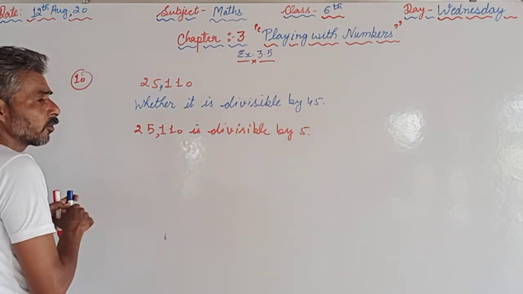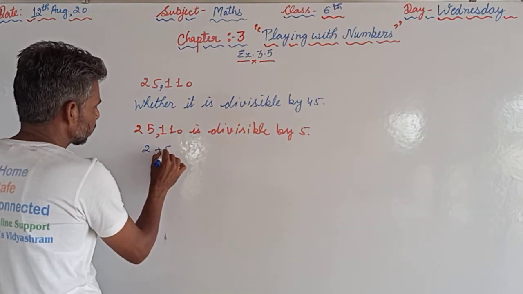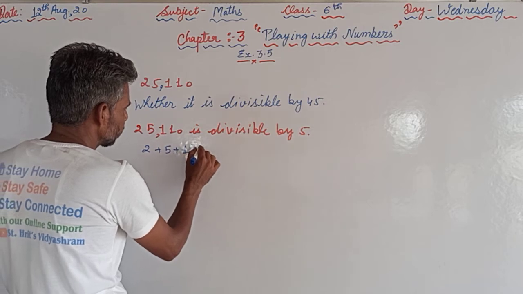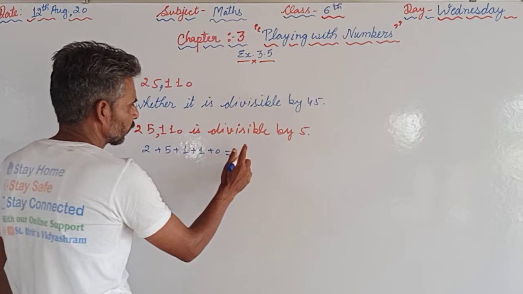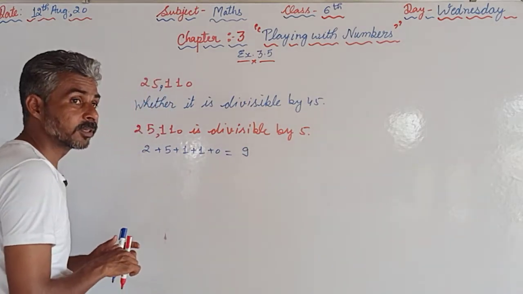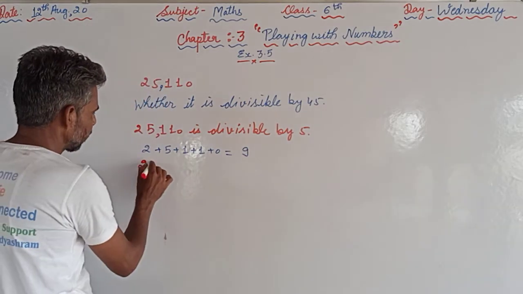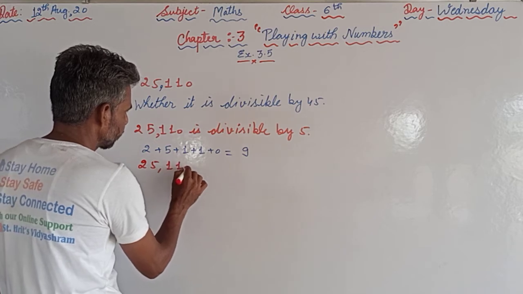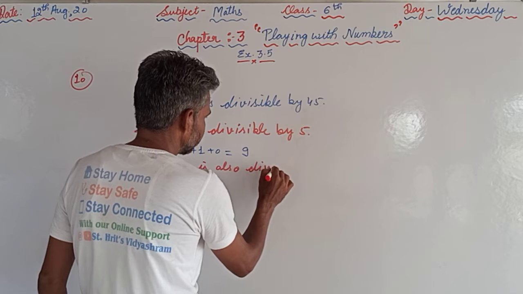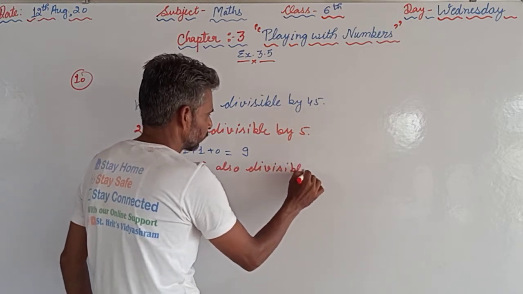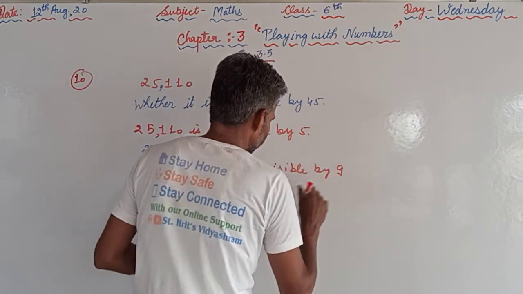Now we will check for 9. So 2 plus 5 plus 1 plus 1 plus 0. 2 plus 5 is 7, 8, 9. So this is 9. So it is also divisible by 9. So 25,110 is also divisible by 9.